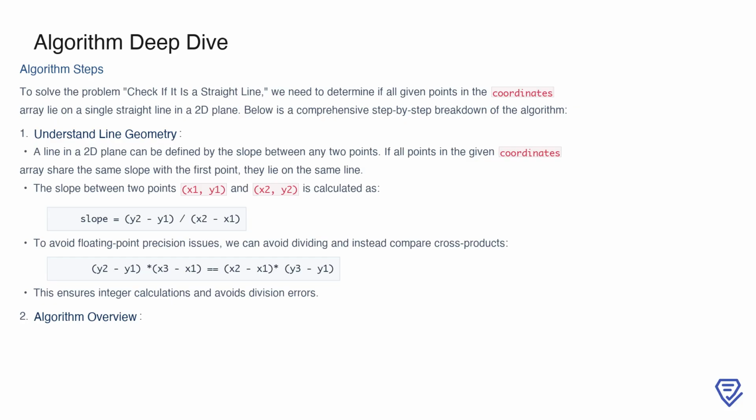The formula for the slope between 2 points is the difference in their y-coordinates divided by the difference in their x-coordinates. However, by rearranging this into a cross-product comparison, we avoid division altogether. Specifically, for 3 points, the cross-product ensures that the relative slopes are consistent without introducing rounding errors. This forms the mathematical foundation of the algorithm, allowing us to verify collinearity efficiently and accurately.